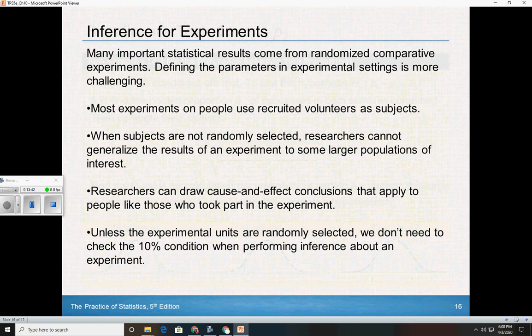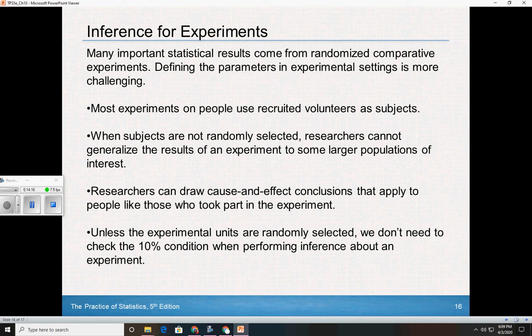Inference for experiments. Many important statistical results come from randomized comparative experiments. Defining the parameters in experimental settings is a bit more challenging. Most experiments on people use recruited volunteers as subjects, and when those subjects are not randomly selected, researchers cannot generalize the results of an experiment to some larger population of interest. Researchers can draw cause and effect conclusions that apply to people like those who took part in the experiment.